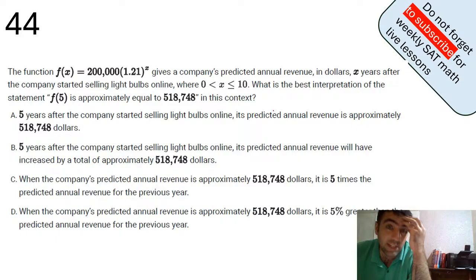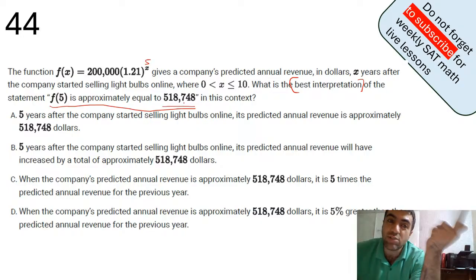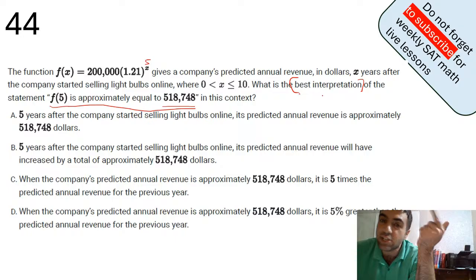The function gives a company's predicted annual revenue in dollars x years after the company started selling light bulbs online, where x is between 0 and 10. What's the best interpretation of the statement f of 5 is approximately equal to 518,748 in this context? There is no need to plug in 5 for x and calculate. It gives f(5) as 518,748 and only asks for the best interpretation.